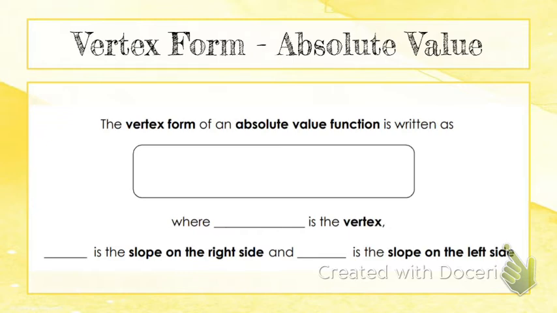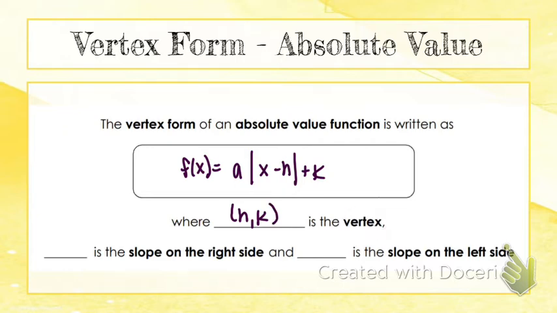So now that you have reviewed some of the translations that happen and what they do to our graph, we want to look at the vertex form of an absolute value function. And that is written as f of x equals a absolute value of x minus h plus k, where h comma k is the vertex, and a is the slope on the right side and negative a is the slope on the left side. So this is going to make a lot more sense after we get some practice in.